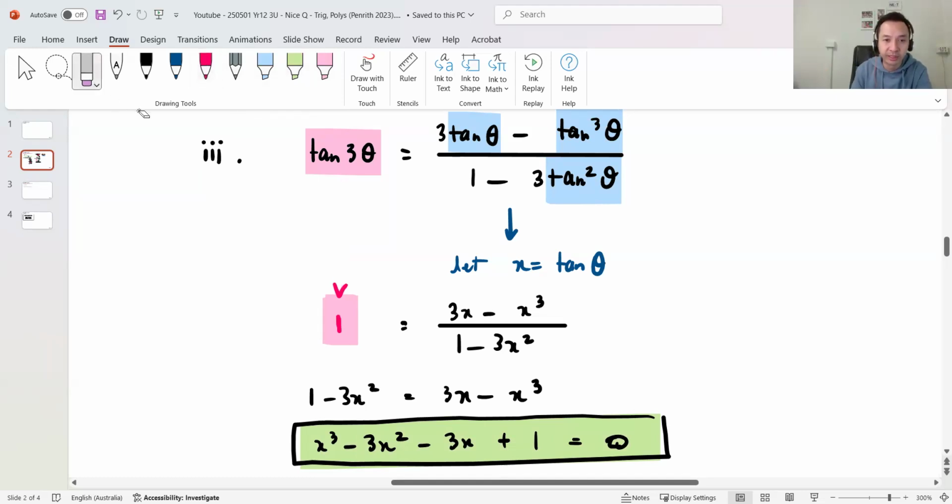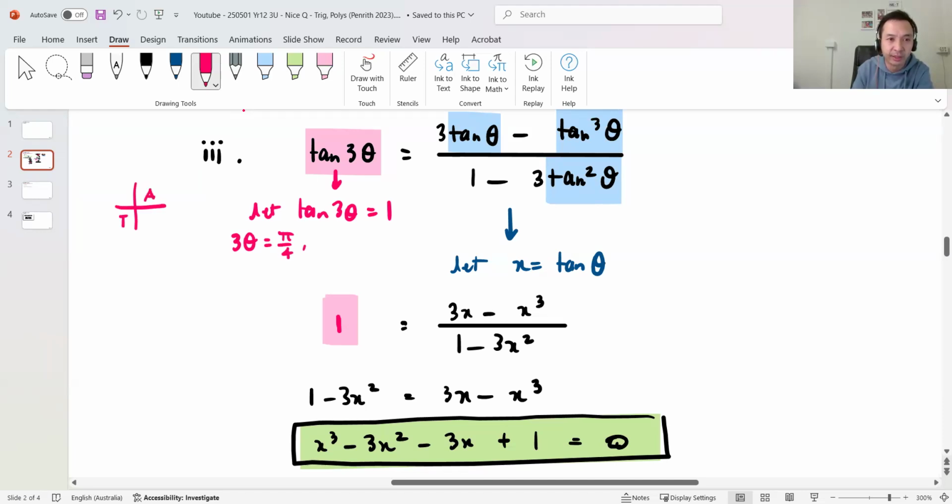When I let this substitution happen, I let tan 3 theta equal 1. Then using my All Stations Central, I go, okay, if tan 3 theta is 1, then 3 theta equals pi on 4. And in ASTC, tan is positive in the first and the third quadrants, so it's theta and 180 plus theta. So pi on 4, and pi plus that is 5 pi on 4.